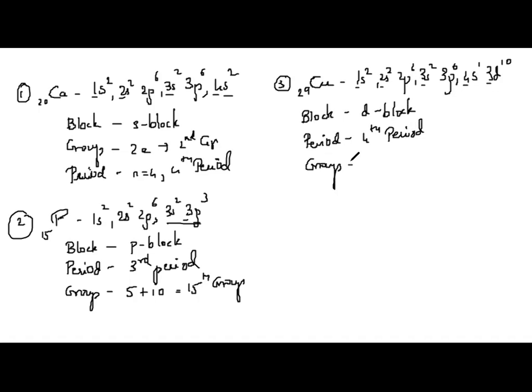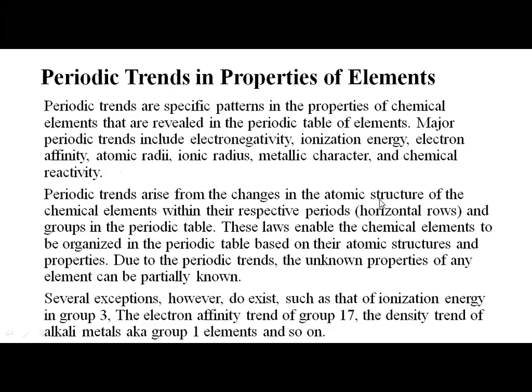Group. It is of d block, right? So outermost shell is having how many? It is having 10 plus 1, 11 electrons. So it belongs to 11th group. You can verify it out and see. So this is how we predict the position of the elements, in which block it belongs, to which period it belongs, and to which group it belongs. This is how we predict all these characters.